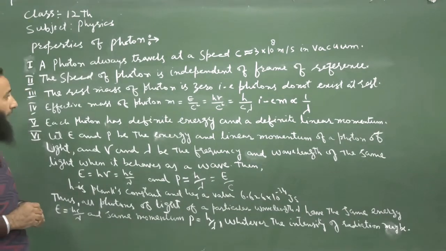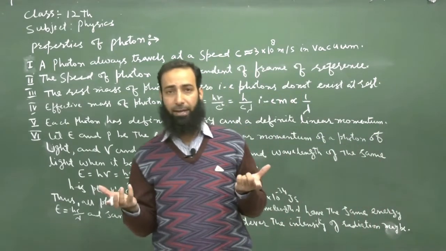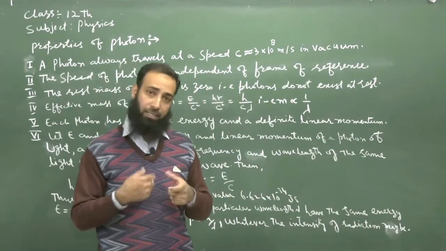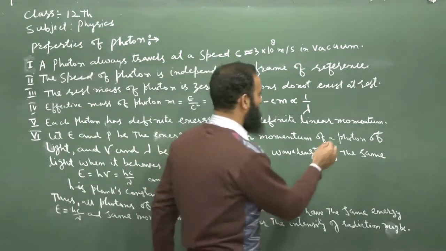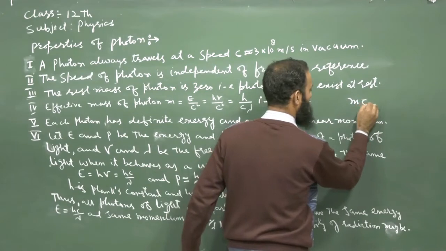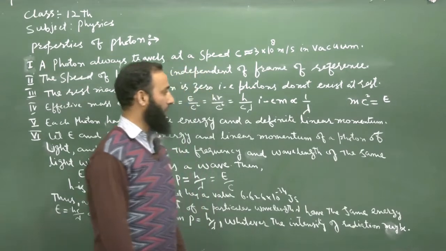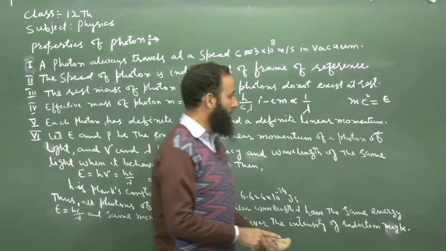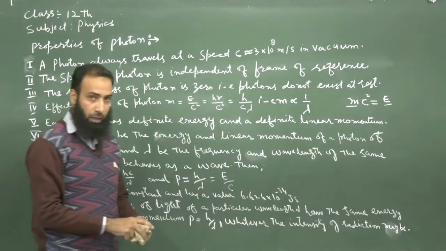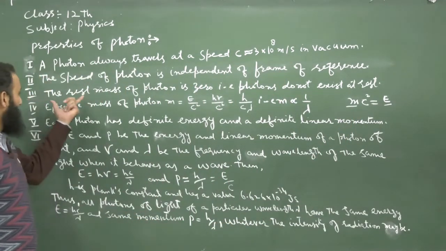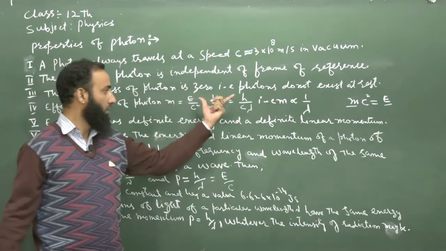Now, as per Einstein, a photon is a packet of energy. It is a packet of energy, and at the same time there is a mass energy equivalence. If we relate the energy of the photon with the mass, mc square is equal to E. This is the equivalence between energy and mass. Now, as I told you in property number three, photons don't exist at rest. In other words, we can say the rest mass of the photon is equal to zero.